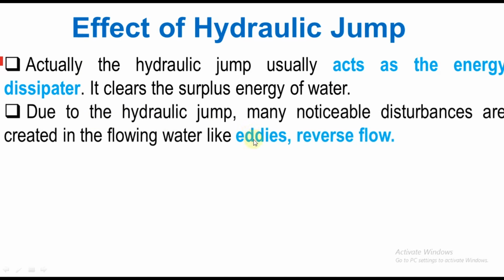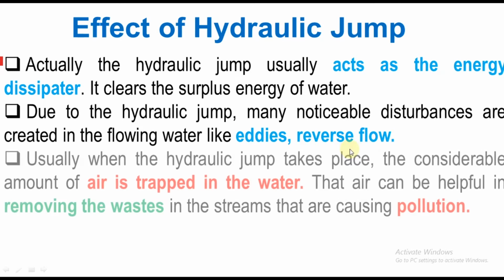Due to the hydraulic jump, many noticeable disturbances are created in the flowing water, like eddies and reverse flow. Obviously, when my flow is getting converted from supercritical to subcritical, there will be eddy formation and a reverse flow. You might have seen that kind of reverse flow whenever an obstruction comes in the channel flow. The water flows and spills over it, and there is a reverse flow taking place exactly at the toe of that obstruction on the downstream side. That is the reverse flow that generally takes place in a hydraulic jump.